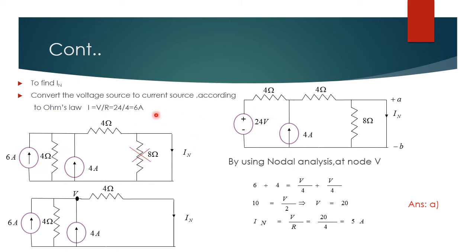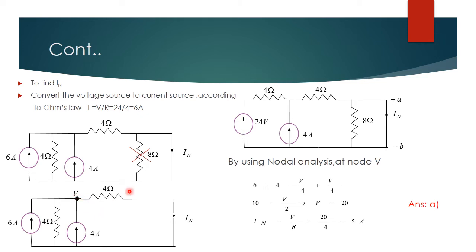Then this resistor is connected in parallel to the current source. Since this is short circuit, there will be no current flowing through this 8 ohm resistor. So we can remove this 8 ohm resistor. So you will be getting the circuit like this. Now we have to apply the nodal analysis. Here only one node is there.